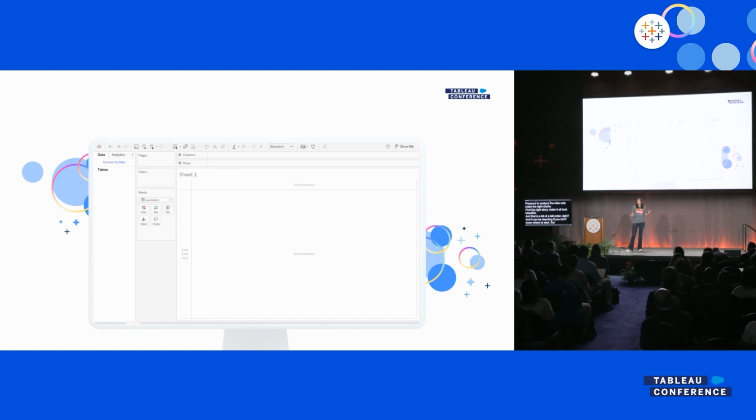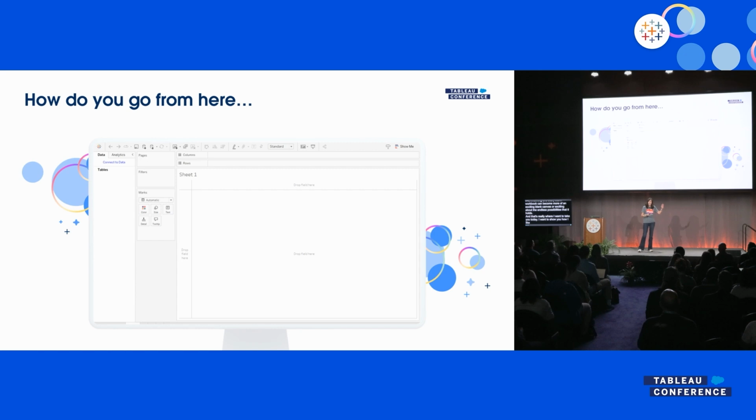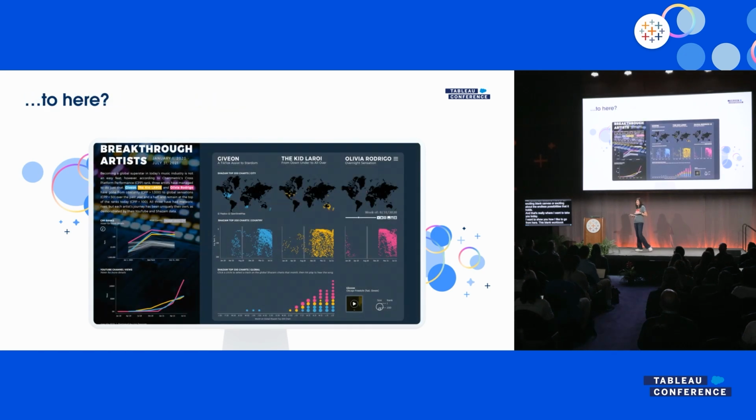But if you have a process in place, a 6-step process perhaps, this overwhelming and scary blank workbook can become more of an exciting blank canvas, right? Exciting about the endless possibilities that it holds. And that's really where I want to take you today. I want to show you how I like to go from here, this blank workbook, to a more completed viz.